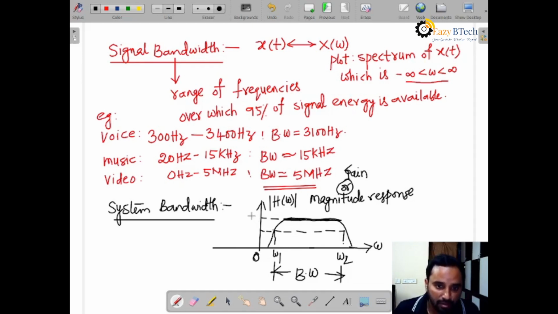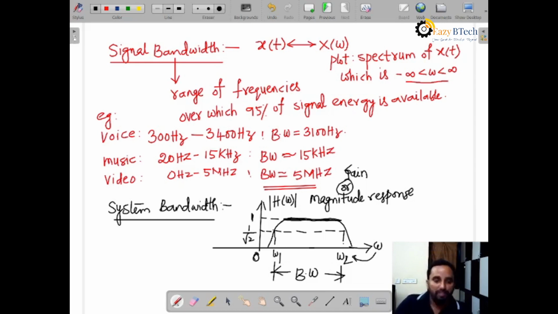For example, the maximum gain is 1. At omega equal to omega 1, the gain value is 1 by root 2 times the maximum value, that is 1 by root 2 into 1, 1 by root 2. And at omega equal to omega 2 also, the gain is 1 by root 2 times the maximum value. Right? So these are called cutoff frequencies, omega 1 and omega 2.